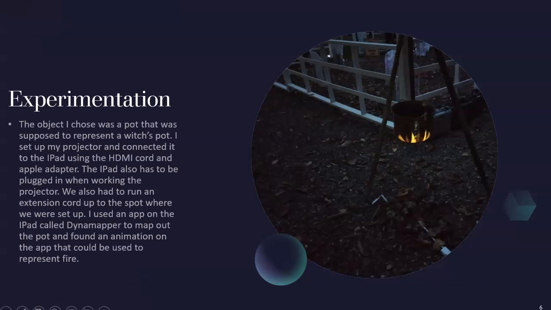The object I chose to do my projection on was a pot. It was supposed to represent a witch's pot. I set up my projector and connected it to the iPad using the HDMI cord and Apple adapter. The iPad also had to be plugged in when working the projector, because if it wasn't, then the iPad wouldn't go through to the projector.